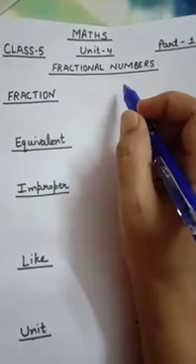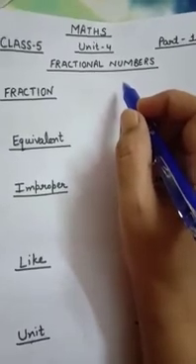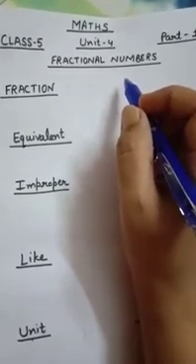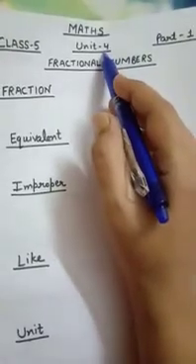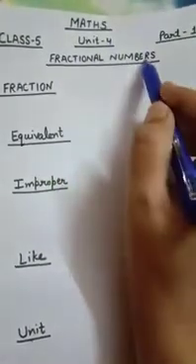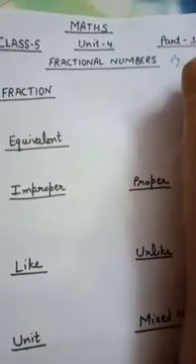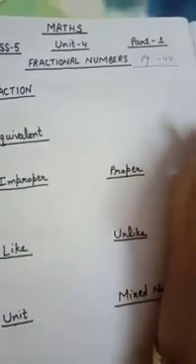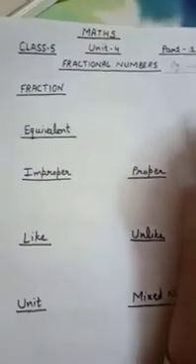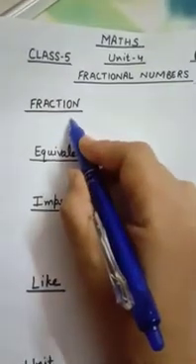We have already done units 1, 2, 3 and 17 before summer break. Now we are going to start unit 4, fractional numbers, which is at page number 44 of our book. In this chapter, our first question is: fraction.